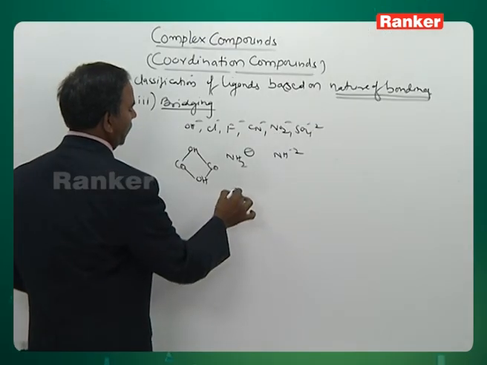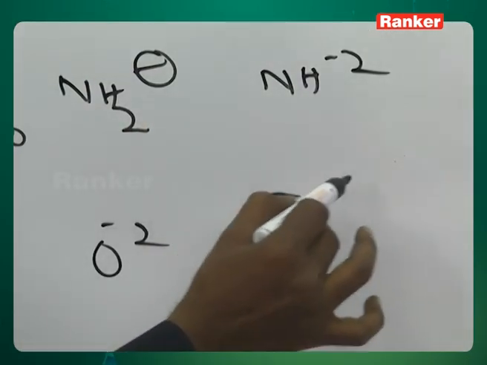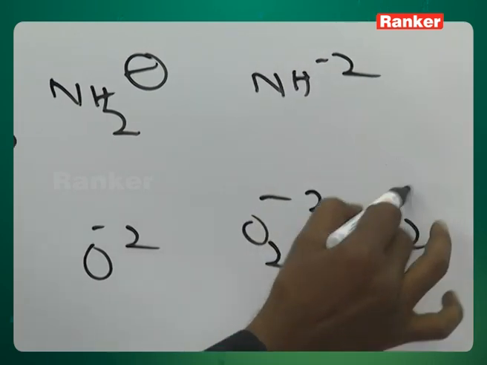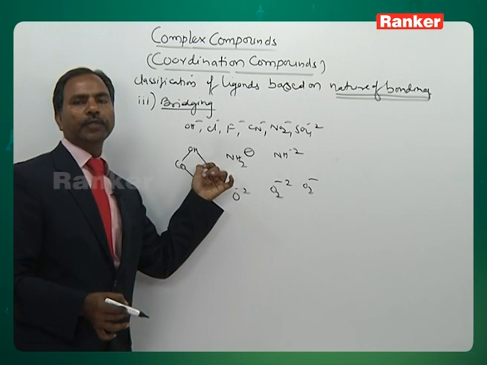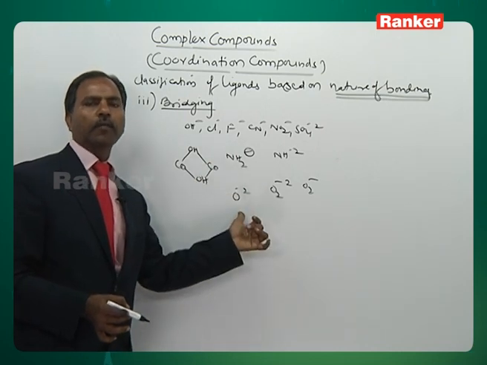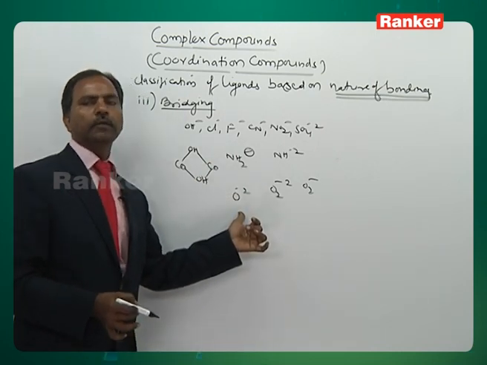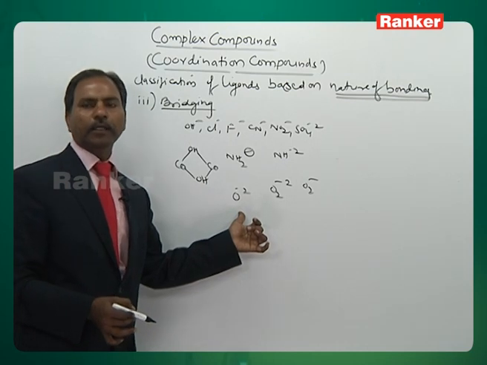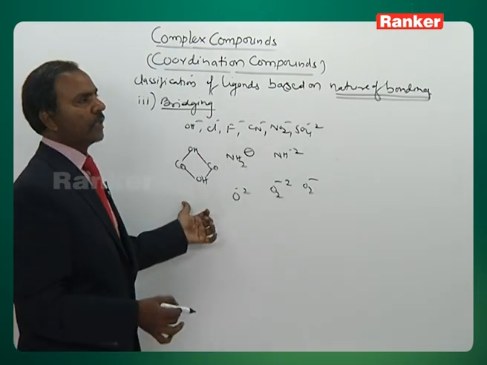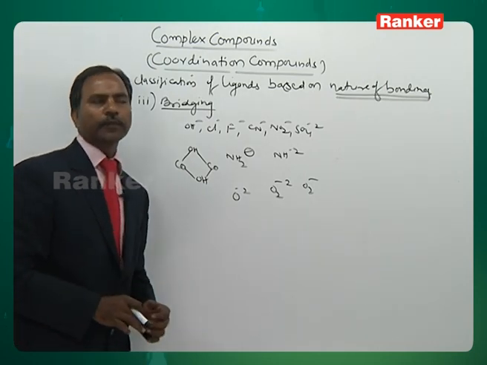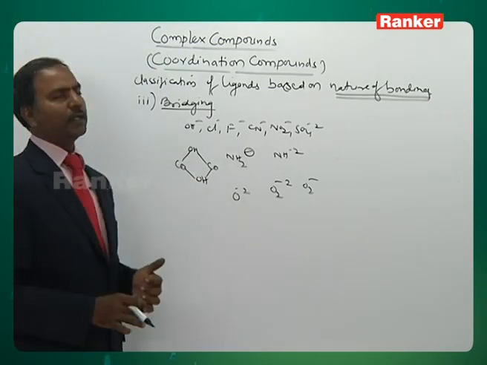In addition to this, you can take amido, NH2 minus, imido, NH 2 minus. You can also take oxo, peroxo, superoxo. All these ligands can act as bridging ligands. They are all capable of forming 2 sigma bonds with the 2 metal atoms, acting as a bridge. All of these we can consider bridging ligands. So flexidentate, chelate ligands, and again bridging ligands.